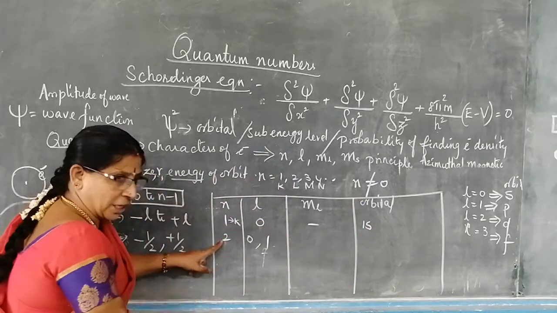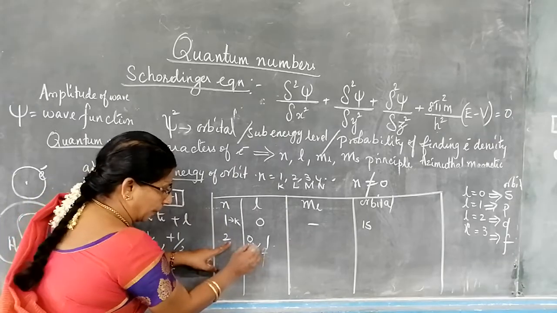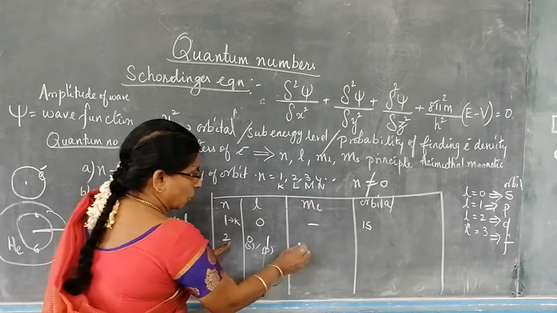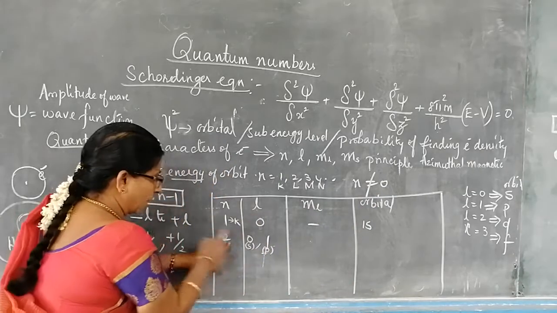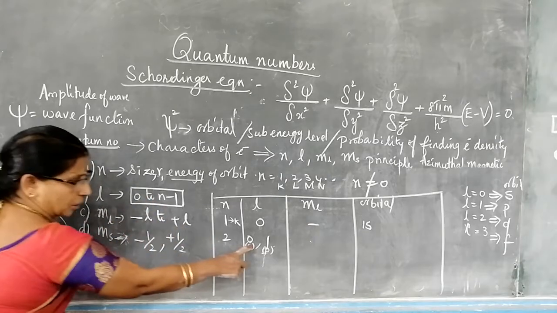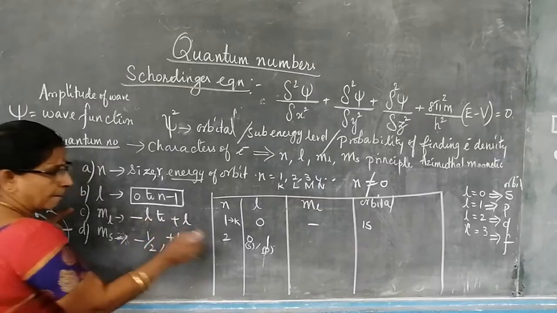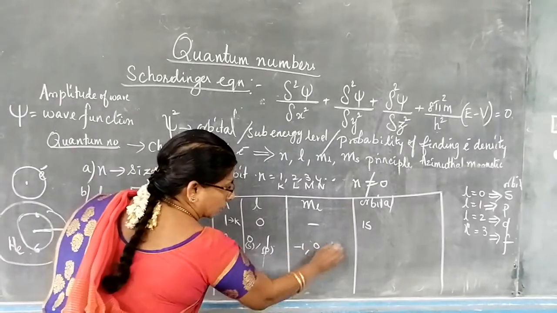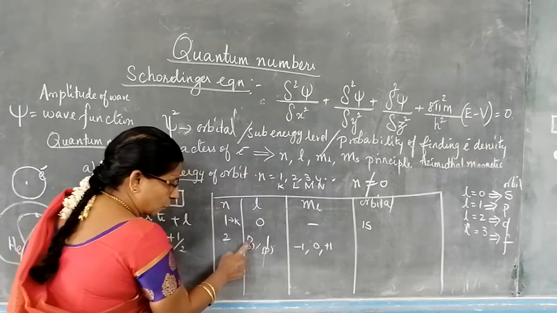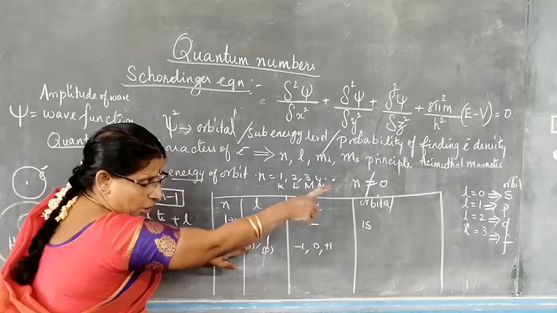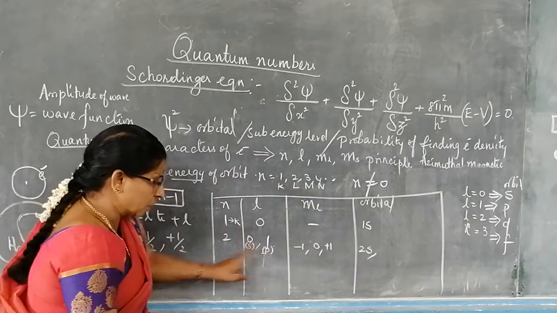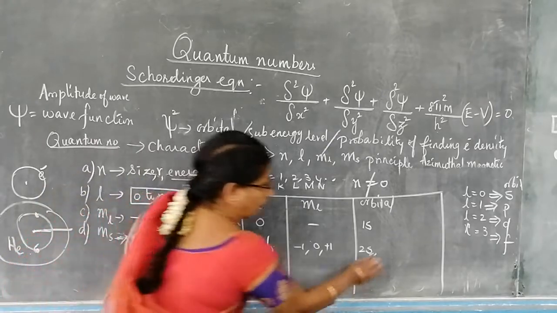Now come to the second shell, L shell. L shell will have s orbital as well as p orbital, because l is equal to 1 means p orbital. When l is equal to 0, we will have only 0 for ml. When l is equal to 1, minus 1 to plus 1: minus 1, 0, plus 1. ml value 0 means it is s orbital, so it will be 2s orbital. This is p orbital, so it will become 2p.